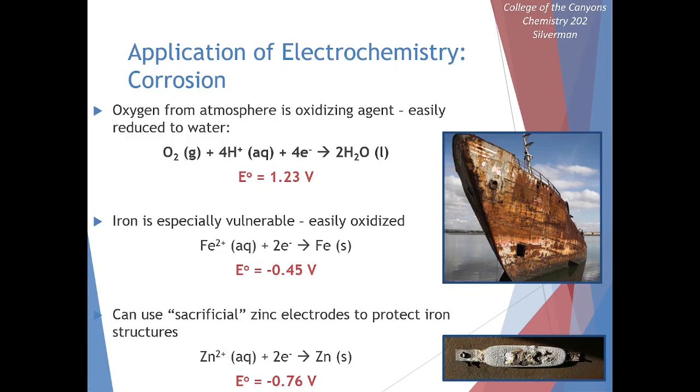This rusting process occurs because the metal is being oxidized by oxygen. If we're looking at our standard reduction potentials, oxygen reducing to water has a reduction potential of 1.23 volts. That means that this is a reduction reaction that likes to happen. Oxygen is relatively easy to reduce, which means that other metals present might be oxidized.